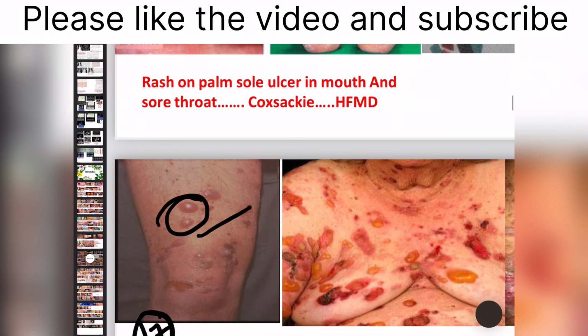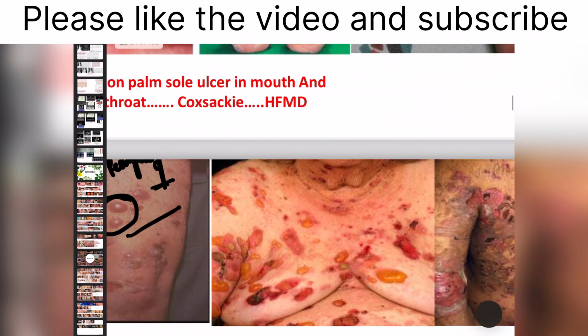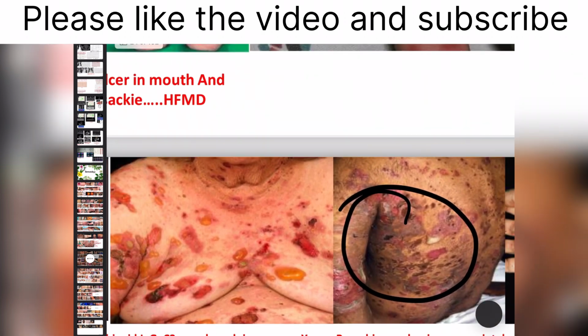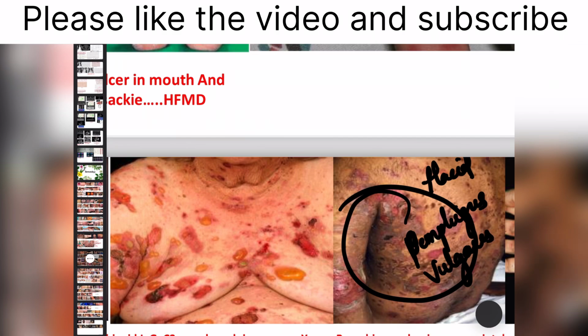Okay, if you see here, the lesion is tense, blistering. So it is bullous pemphigoid. D for deep. Only deep blisters can withstand and do not lose their shape. Whereas here the blisters are not intact. So these are flaccid blisters. These are seen in pemphigus vulgaris.